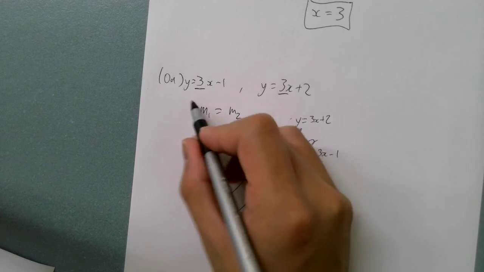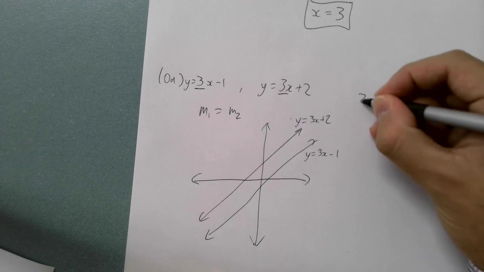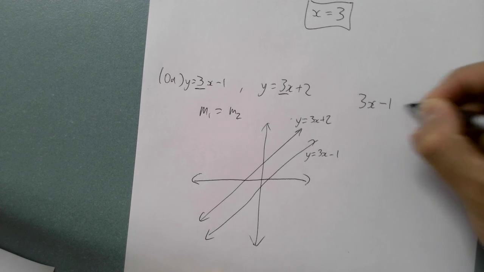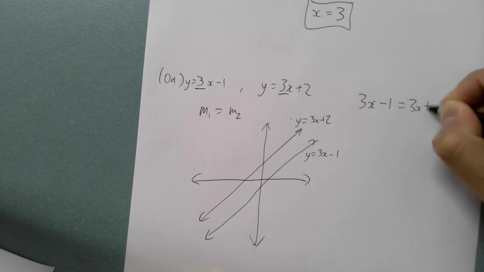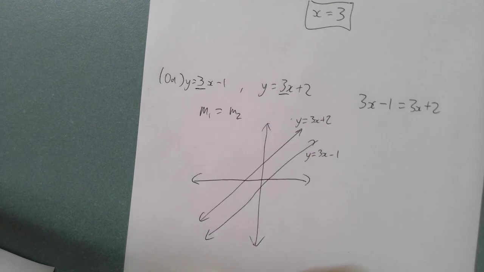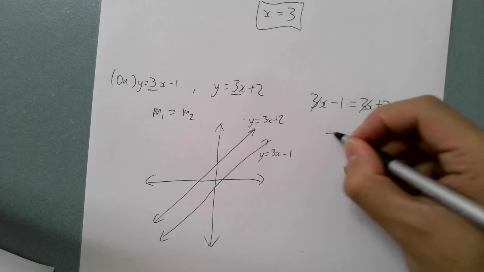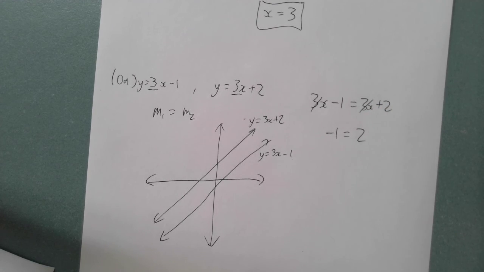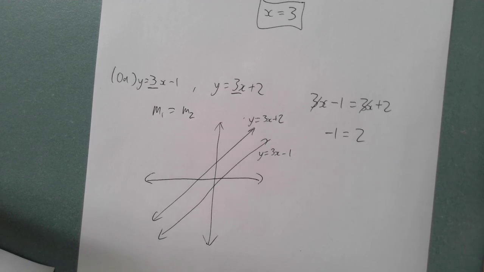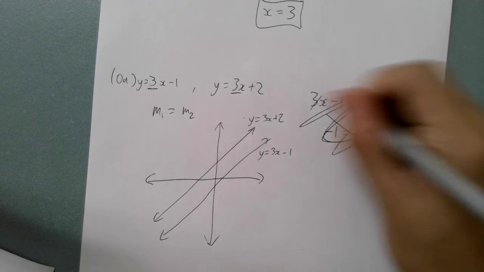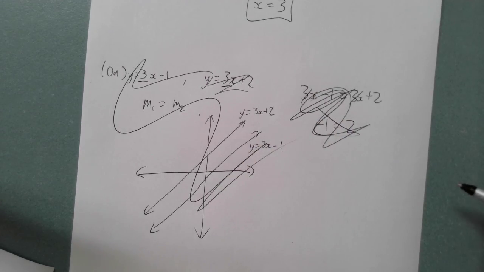equations with them. And if we try and substitute 3x minus 1 equals 3x plus 2, because we said the y's were equal, we'll be like, hang on, 3x minus 3x actually just cancels out, and it's physically impossible for negative 1 to equal 2, which is why these lines are not going to meet ever.